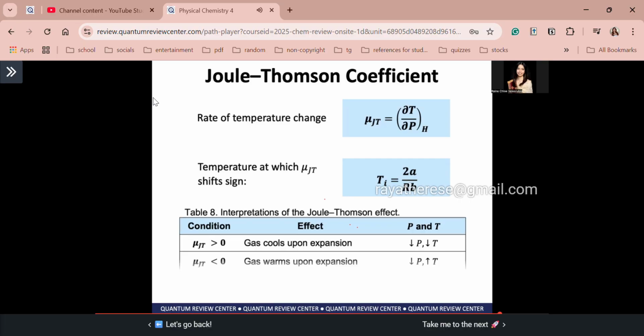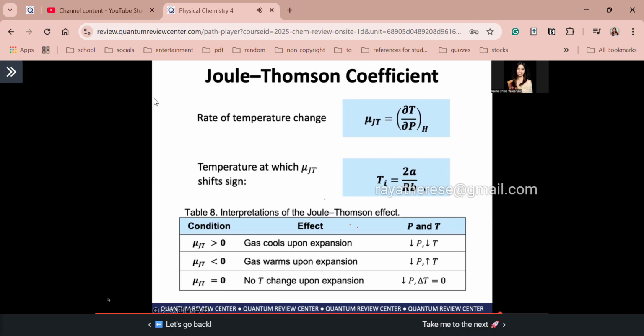So guys, the meaning of TI equal to 2A over RB is that if you have a large A, which accounts for the IMFA strength, then you have stronger intermolecular forces. If this is large, that results in a higher inversion temperature, meaning the gas will cool upon expansion even at higher temperatures.